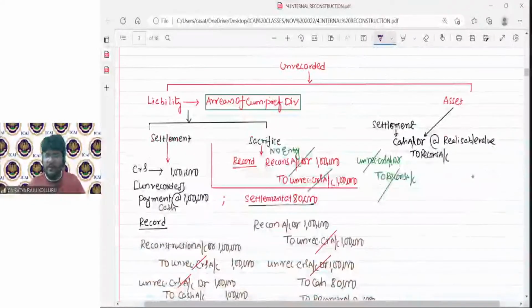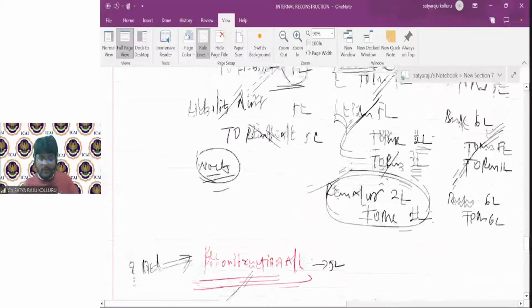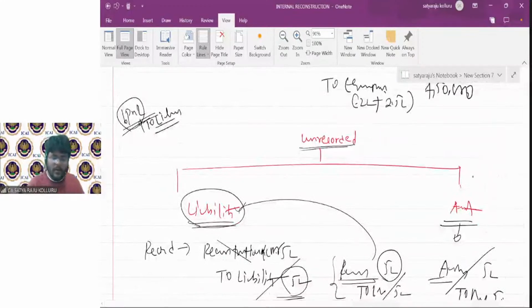I don't want to repeat. Unrecorded asset and liability concept I also saw. I forgot to tell you one thing actually here. I told you, in which particular situation an unrecorded liability will come into the picture.